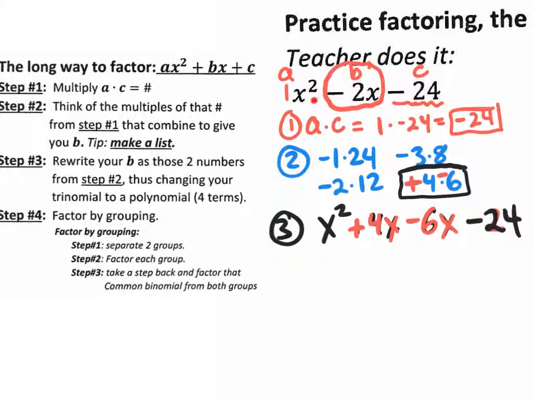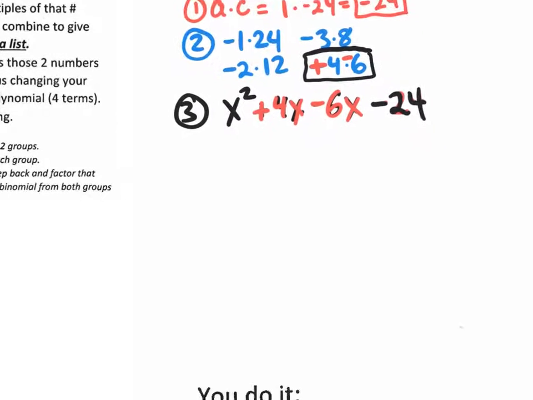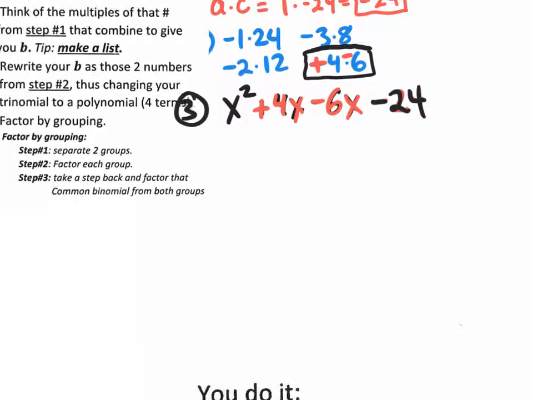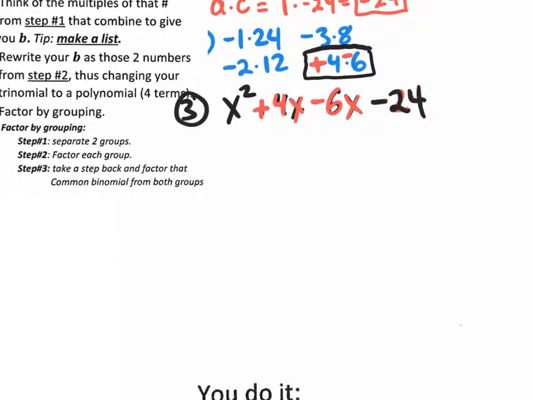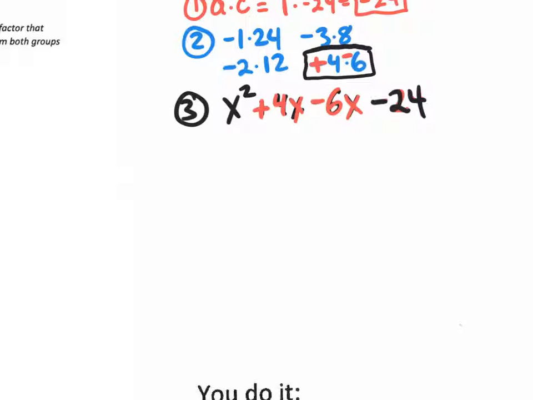Why would I want to change 3 terms to 4 terms? Anybody? So you can split it and then do that one thing called factoring by grouping. Yeah, from yesterday. Exactly right. So now that we have a polynomial, 4 terms, it says right here on the steps, step 4, factor by grouping. So we're going to do step 4, which is factoring by grouping.